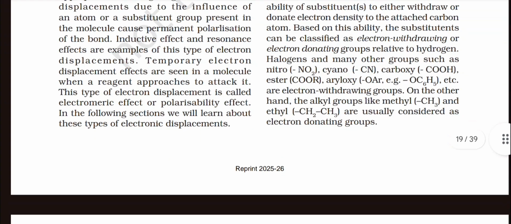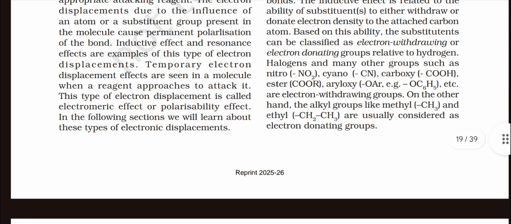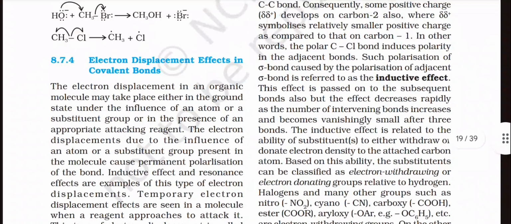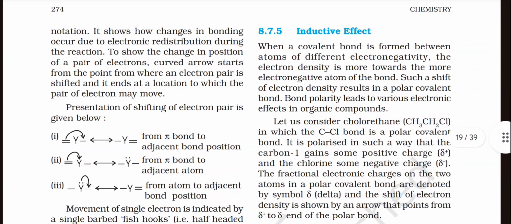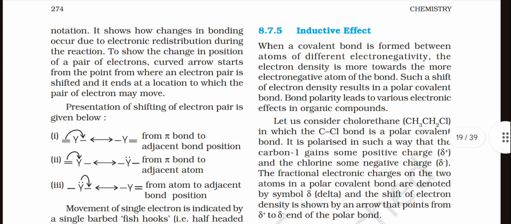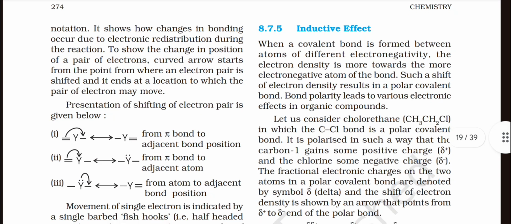Temporary electron displacement effects are seen in the molecule when a reagent approaches to attack it. This type of electron displacement is called the electromeric effect or polarizability effect. In the following section, we will learn about this type of electronic displacement. Inductive effect: when a covalent bond is formed between atoms of different electronegativity, the electron density is more toward the more electronegative atom of the bond.